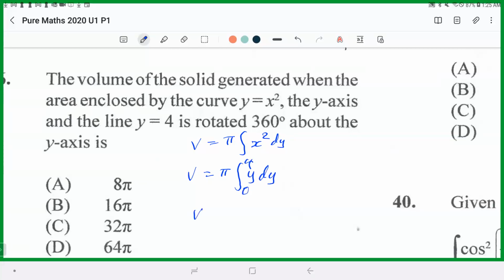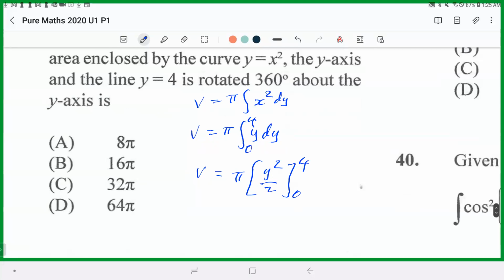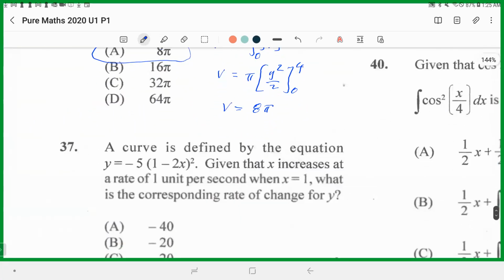Almost gave it away. The greatest thing is to be able to catch yourself. y squared over 2 between 4 and 0. Again, 16 over 2 is 8. So the volume is 8 pi. It says 8. Almost gave it away. I can bet the answer would be there. Catch myself.